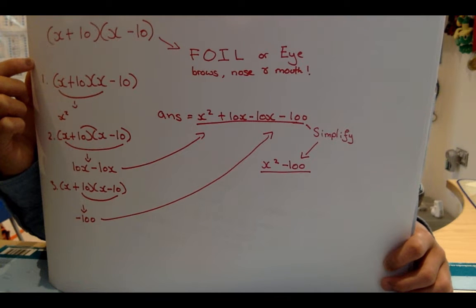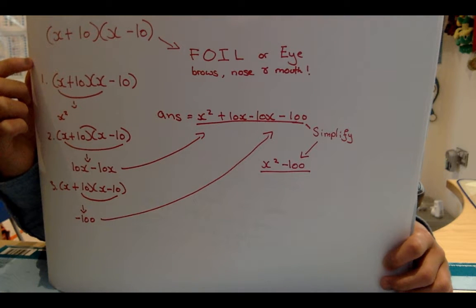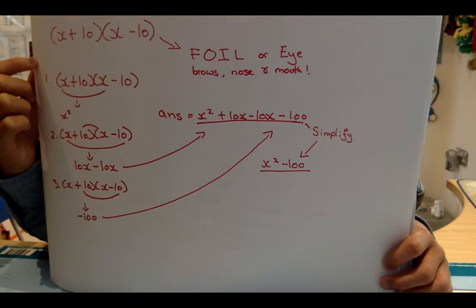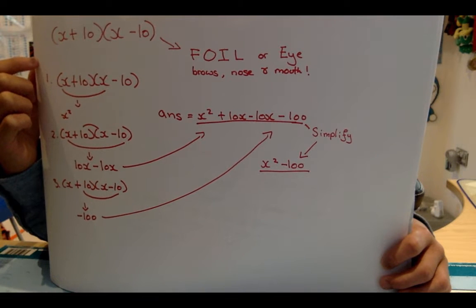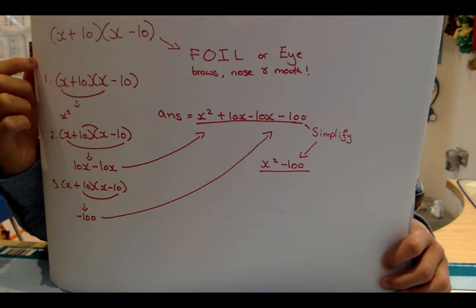So that goes into your equation. As you can see, it's x squared plus 10x and minus 10x. And then the third and last step is multiplying the plus 10 and the minus 10 together, which gives you minus 100. So now our answer is x squared plus 10x minus 10x minus 100.